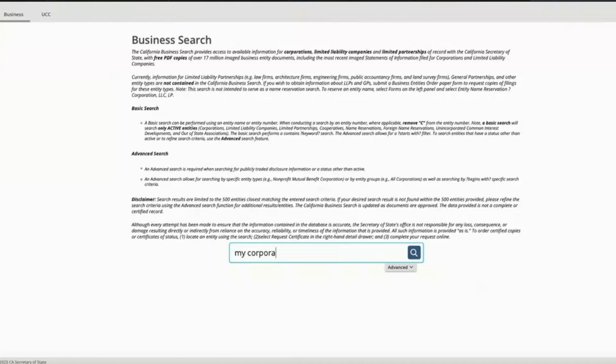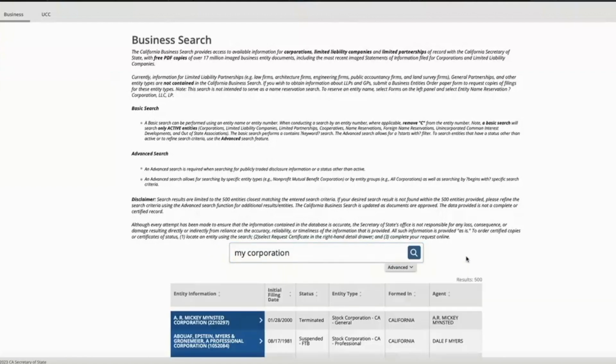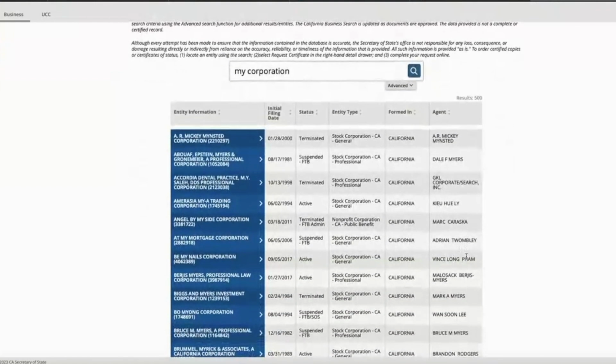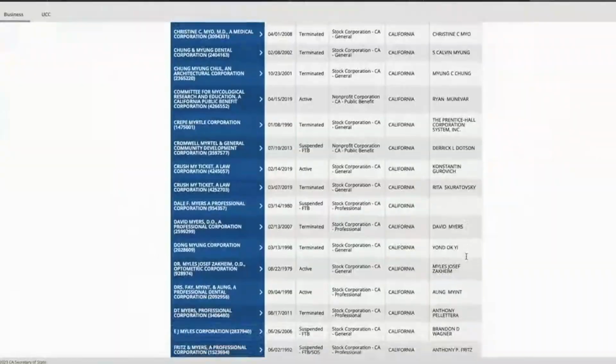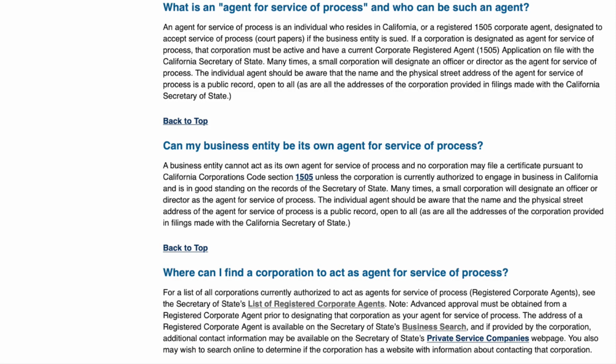The first step is to choose a name for your corporation. Make sure that the name is unique and not already taken by another corporation or LLC. The next step is to appoint a registered agent for your corporation. This is a person or a company that will receive legal documents and notices on behalf of your corporation. Your registered agent should have a physical address in California and be available during regular business hours.